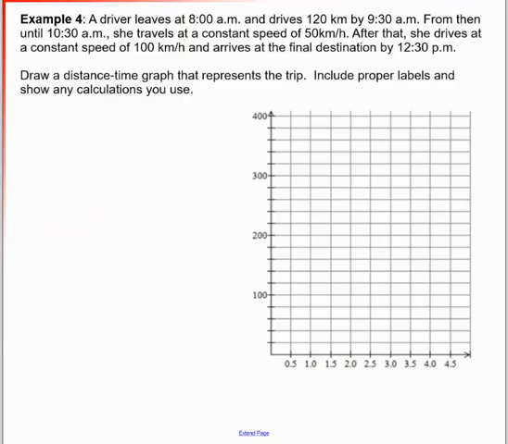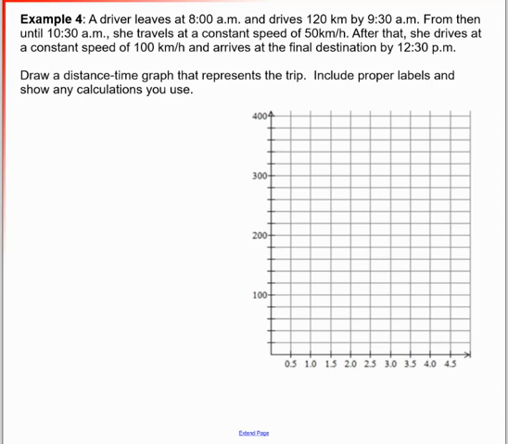Okay, the next one is a driver leaves at 8 a.m. and drives 120 kilometers by 9:30 a.m. From then until 10:30 a.m., she travels at a constant speed of 50 kilometers per hour. After that, she drives at a constant speed of 100 kilometers per hour and then arrives at her final destination at 12:30. All right. Draw a distance time graph that represents the trip.